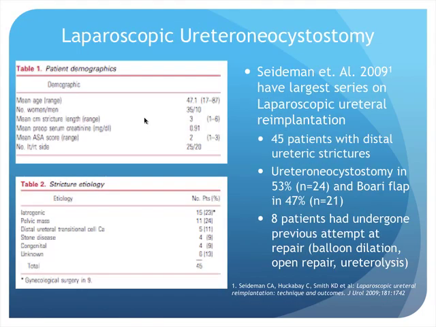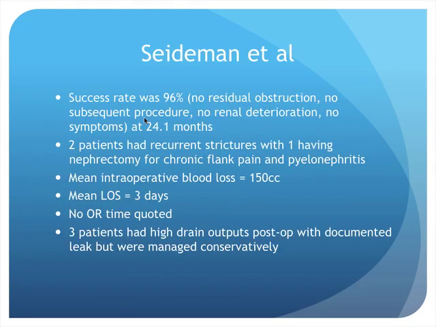So the largest series on the laparoscopic reimplantation was Seideman from 2009, and they looked at 45 patients with distal ureteric strictures. 47% of them had a Boari flap, and 53% just had a reimplantation. 8 of these patients had undergone previous attempts at repair, either balloon dilatation, open repair, or ureterolysis. So their success rate was 96% at 24.1 months, and this was no obstruction, no need for another procedure, and no renal deterioration or symptoms.